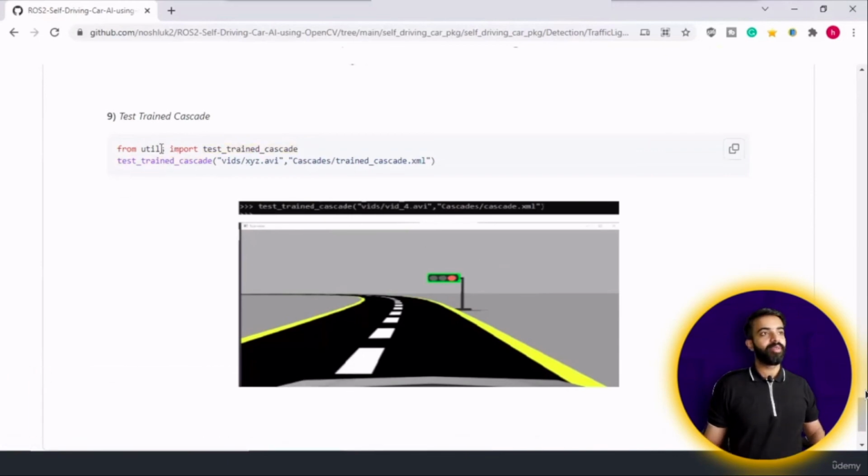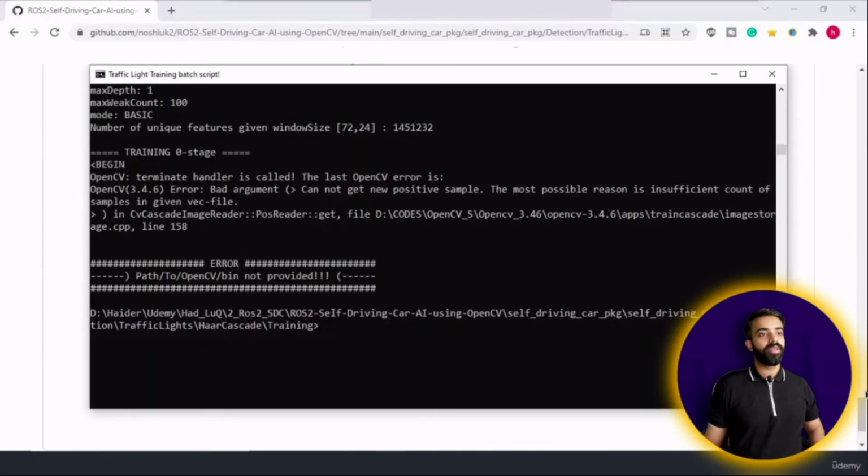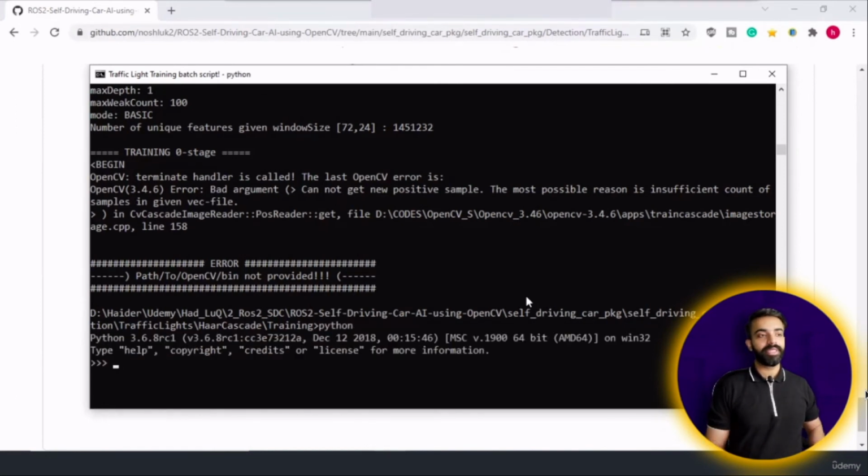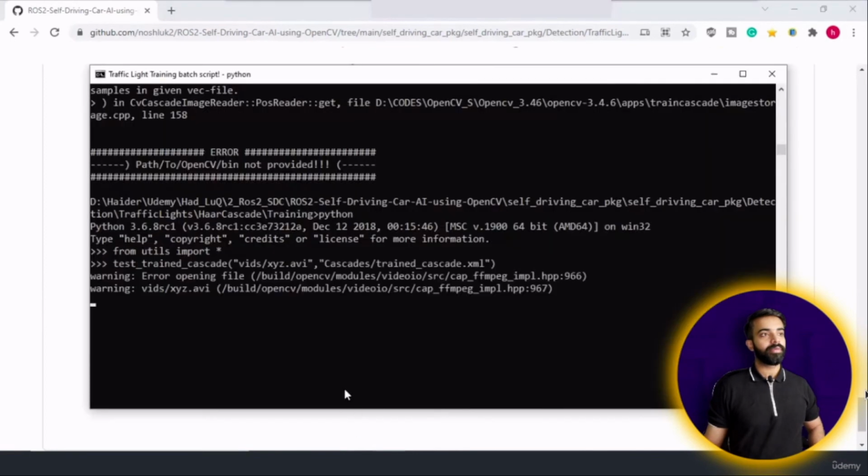It requires another function from the util, that is test trained cascade, and we provide the test video, and then we provide the location of the trained cascade. Let's copy this over. But before that, let's move inside the Python environment again, because this is a particular Python function. So once you are inside the Python environment, we import all the functions available inside the util.py file by saying import util. Once you have imported everything, we simply copy this over.